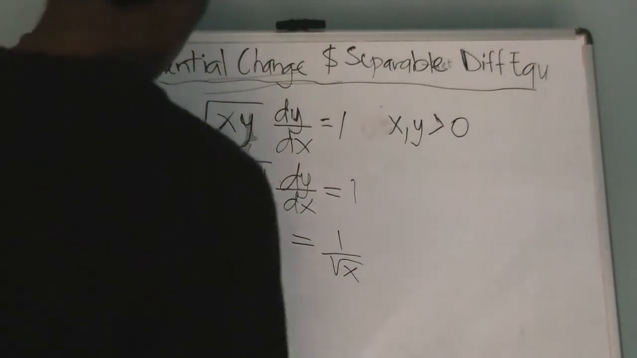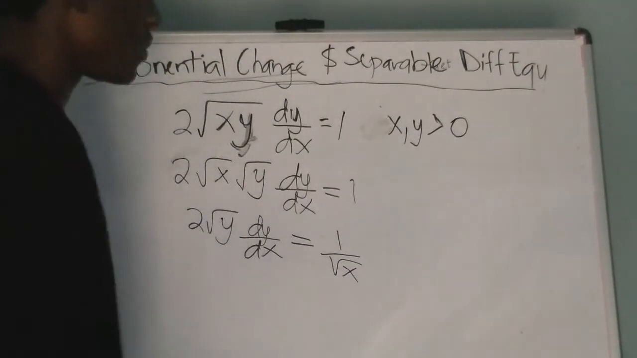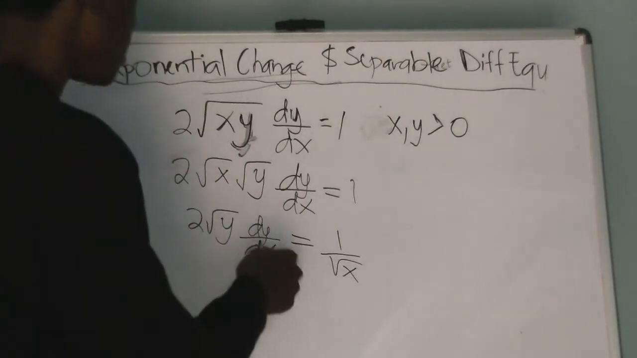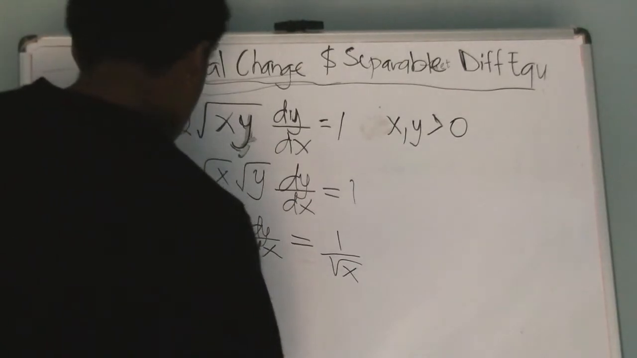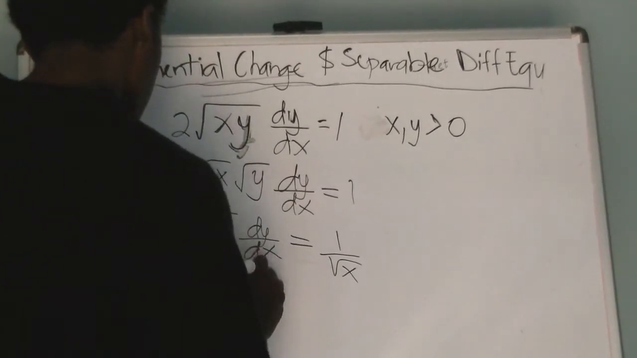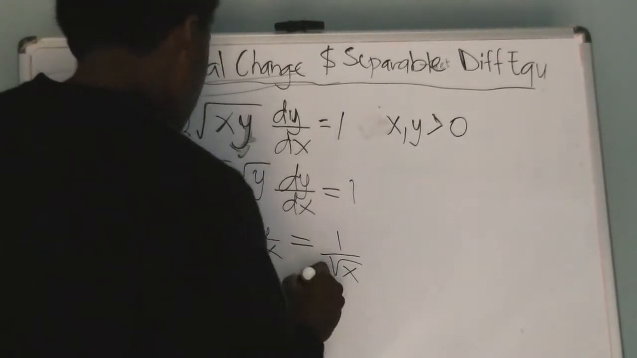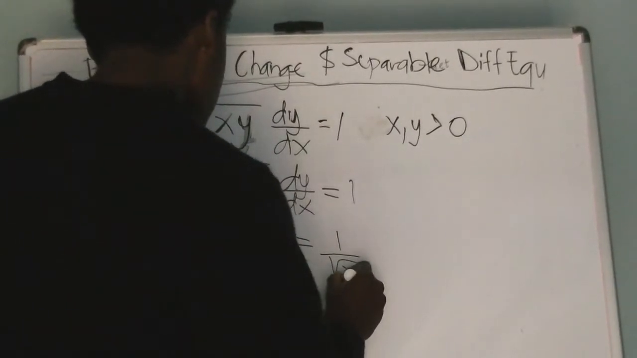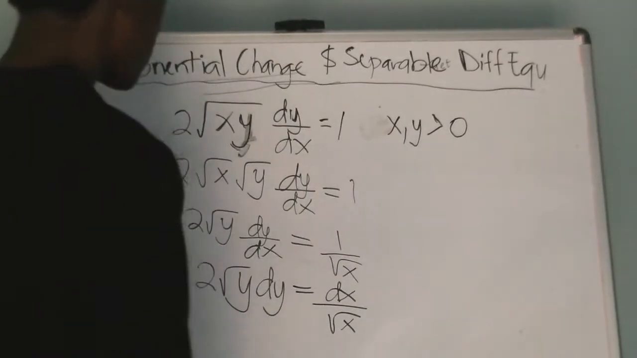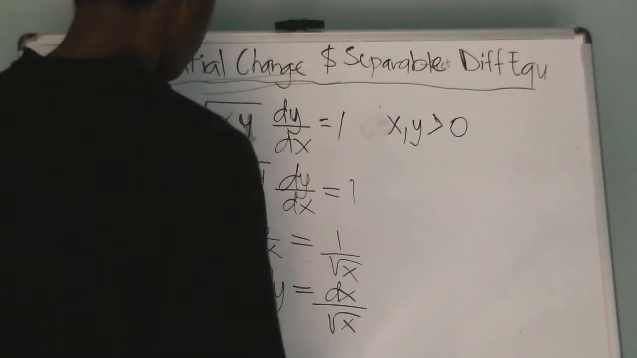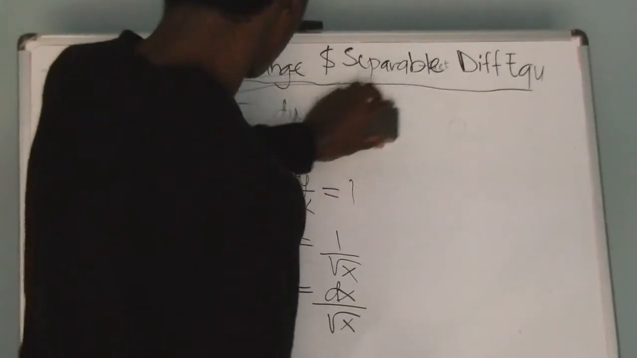Okay? And at this point, I'll multiply both sides by dx. So this dx on this side would cancel out, and I end up with 2 square root of y dy equals dx over the square root of x. And let's wipe this off and keep going here.